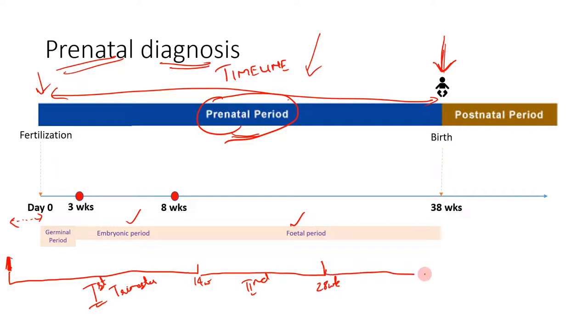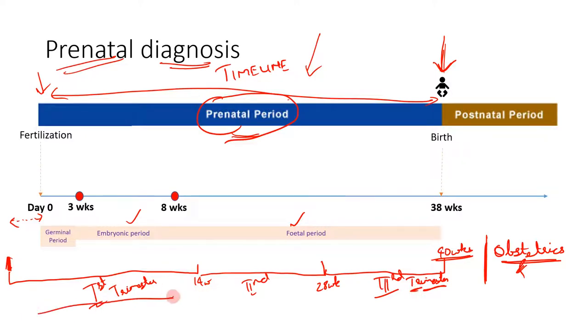From 28 weeks to 40 weeks, on the obstetric time scale, it is called the third trimester. Obstetrics means the science dealing with childbirth, so this is the obstetrics and gynecology time frame. The word trimester actually means months; tri means three. So each is roughly a 3 month period, and together roughly 9 months of pregnancy.